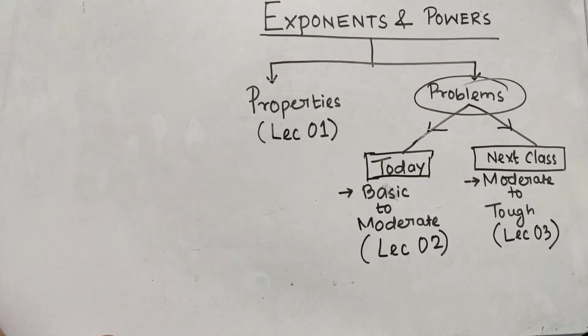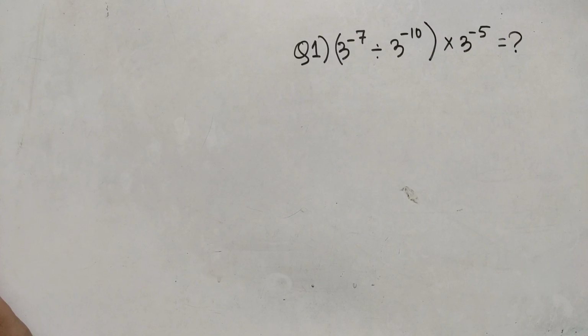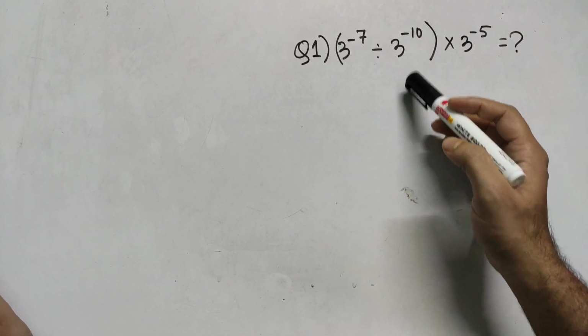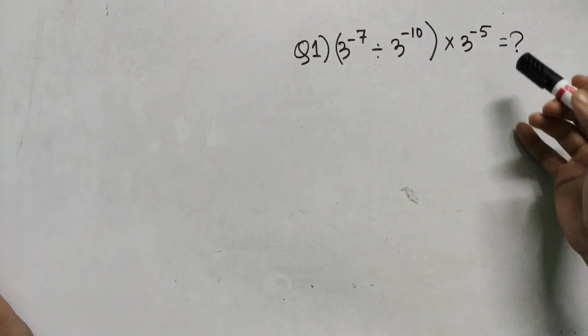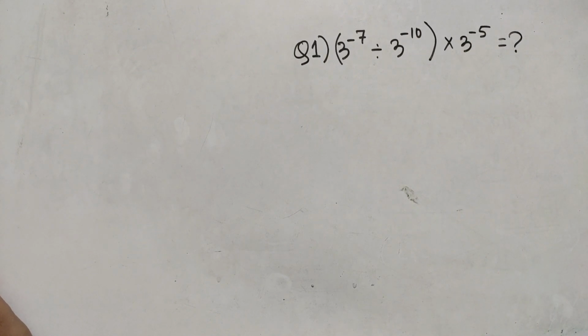Let's start today's part. Let's get into it. Okay, so this is our first sum. Within the first bracket, what do we have? 3 to the power minus 7 divided by 3 to the power minus 10, into 3 to the power minus 5. You have to do this in an exponential form. If you can do it, pause my video and first do it yourself, then watch my solution. And if you can't do this, of course I'm here for you. Okay, so let's do this.